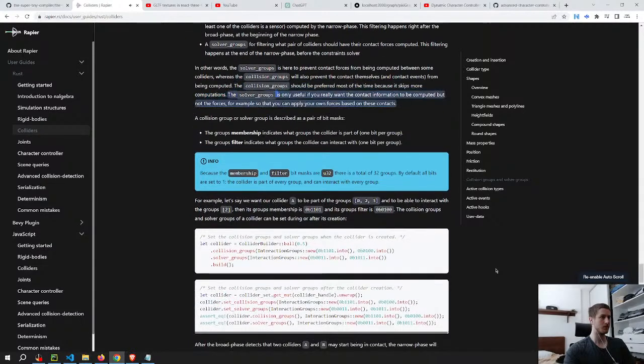The collision_groups should be preferred most of the time because it skips more computations. The solver_groups is only useful if you really want the contact information to be computed but not the forces, for example, so that you can apply your own forces based on these contacts.